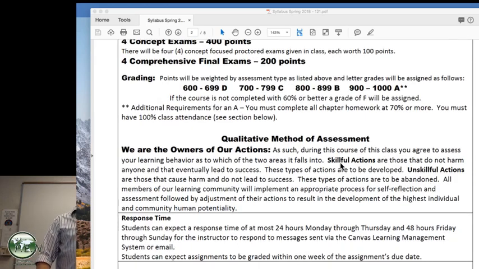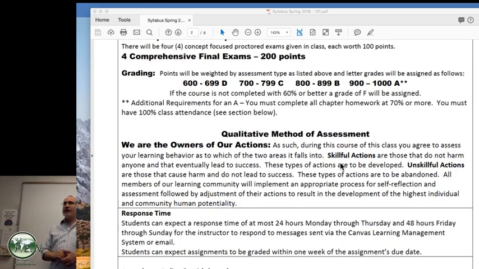Okay. This is my two rules. We also have a qualitative method. It's kind of in the PowerPoint too, but I'll just do it here. So my two rules are that as humans, we're responsible for our actions. When we do something, we're responsible.